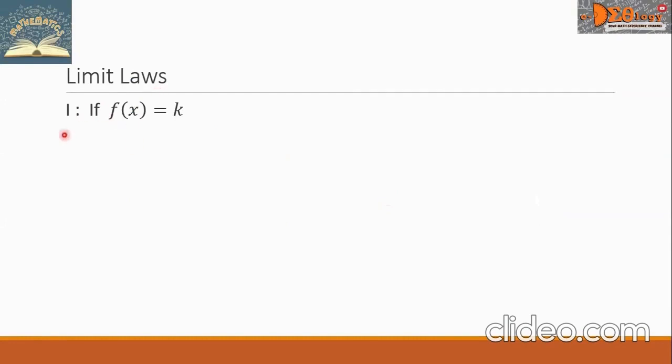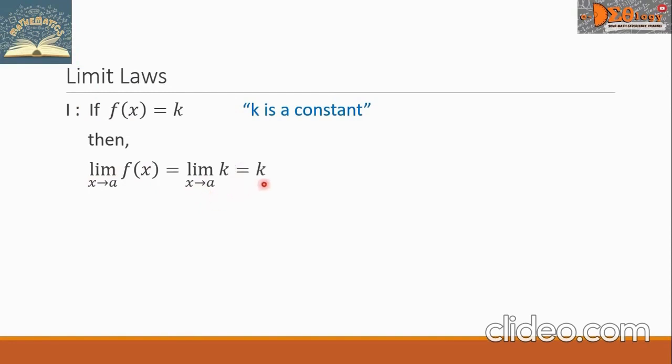The first law is here. If the function f of x equals k, this k is a constant, then the limit of the function f of x as x approaches a, we can now rewrite this to be the limit of k as x approaches a. And we can simplify this into k. Remember that this k is the function itself.